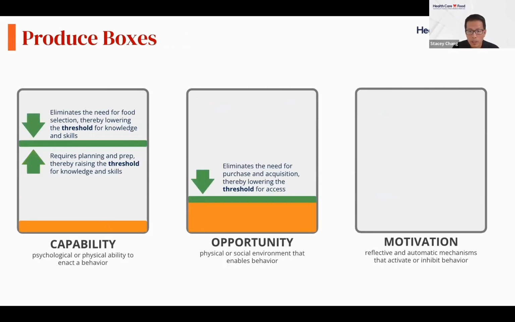There are less straightforward examples, like produce boxes, for example. While they might eliminate the need to select certain foods, thereby lowering the threshold for knowledge and skills necessary to choose food that's good for your condition, they also still require meal planning and prep, especially if the ingredients are unfamiliar to you, which may not be skills you already have, and therefore unintentionally raises the threshold for behavior change. On the opportunity front, if produce boxes are paid for and delivered, they effectively reduce the threshold for access to zero.